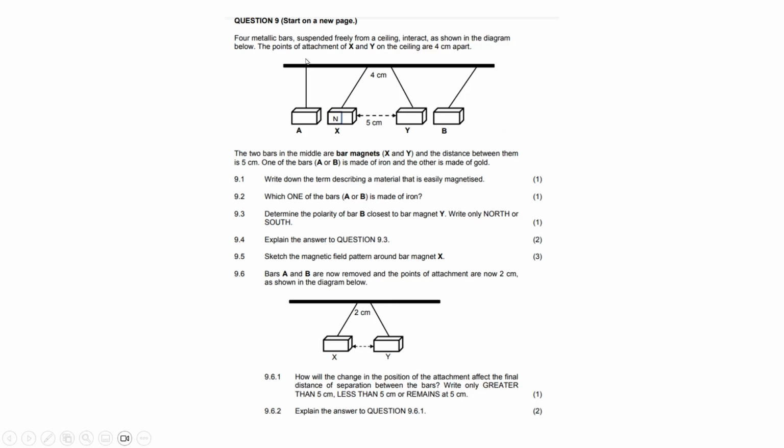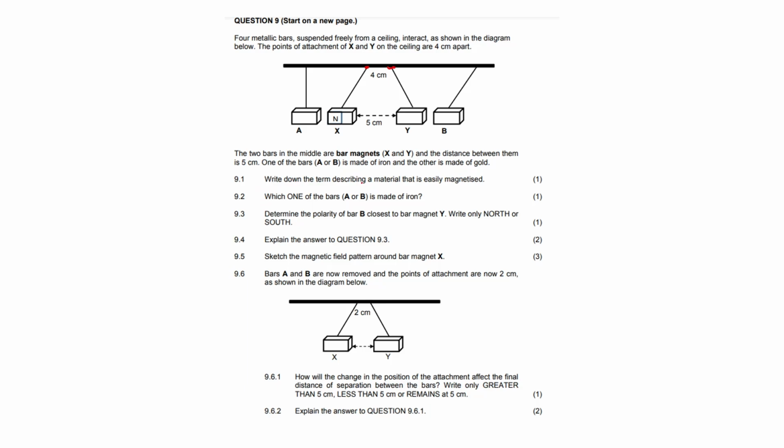Hi guys, we are taking a look at this question where four metallic bars suspended freely from a ceiling interact, and they are shown here in this little diagram. The points of attachment X and Y are 4 centimeters apart, but the blocks themselves are 5 centimeters apart. The two bars in the middle are magnets X and Y, and the distance between them is 5 centimeters. One of the bars, A or B, is made of iron and the other is made of gold.